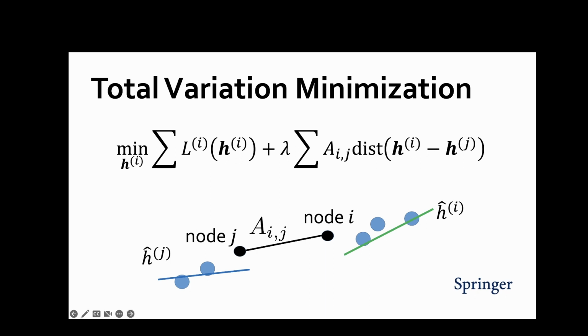Total variation minimization favors hypotheses that do not vary too much over clusters, where a cluster is a subset of densely connected nodes in the empirical graph. The regularization parameter lambda controls the clusteredness of the learned hypothesis.